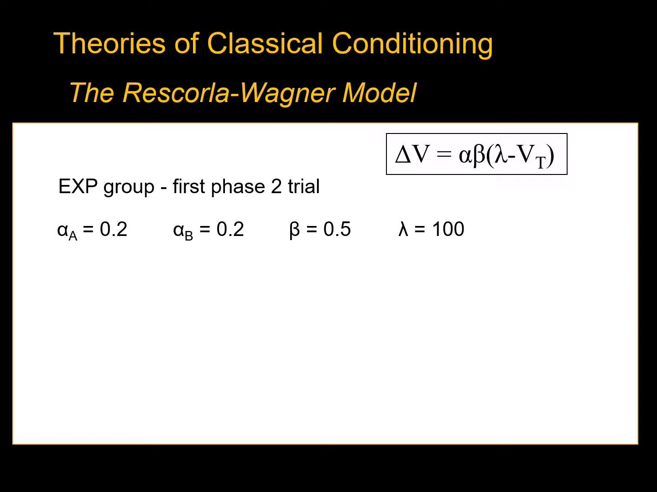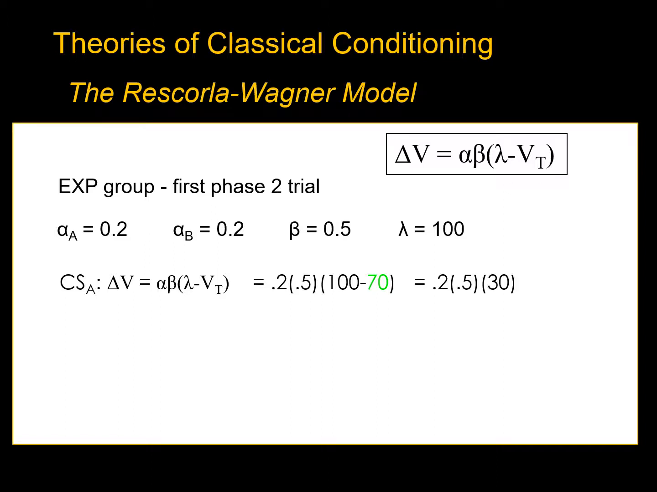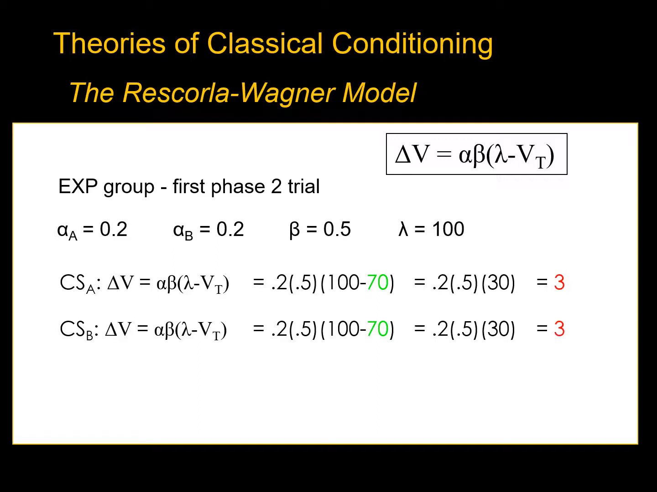Now the value for V sub t we're going to have to stick in here would be 70, because that's how much of the associative strength we used up in phase 1. We crunch our numbers there, and we end up deciding that CSA acquires a further 3 units of associative strength. And in this case, because the blocking is only partial, CSB is also going to acquire 3 units of associative strength.